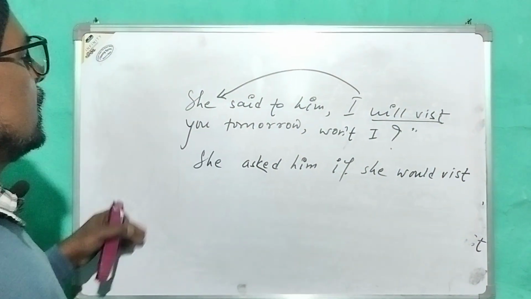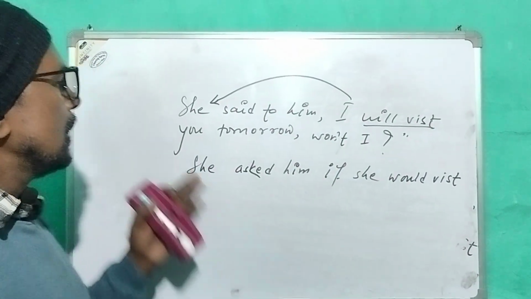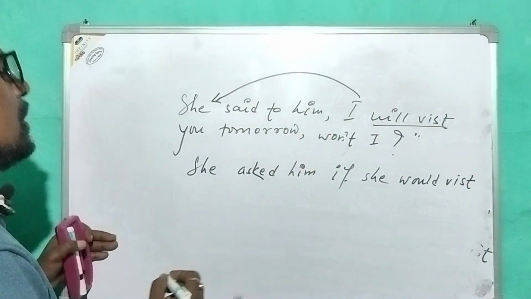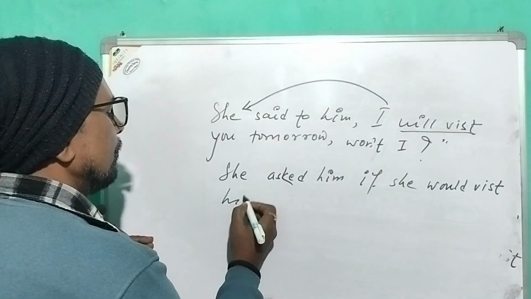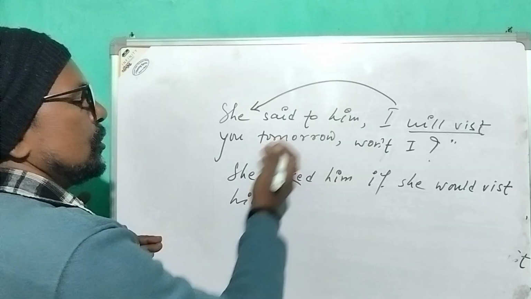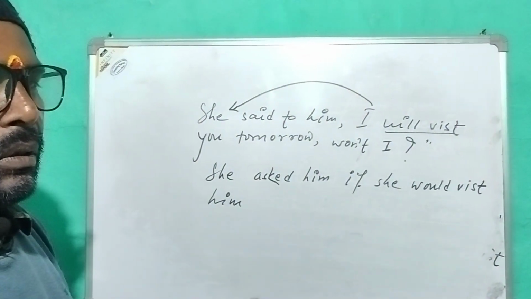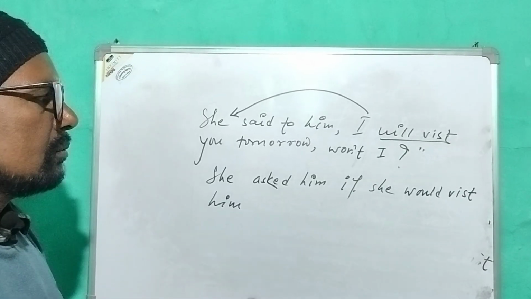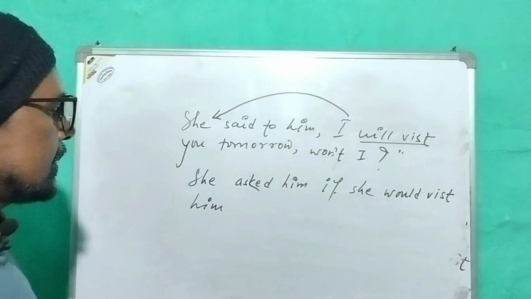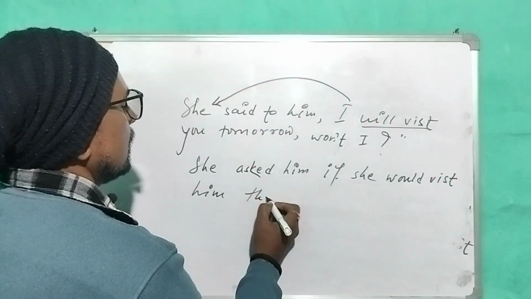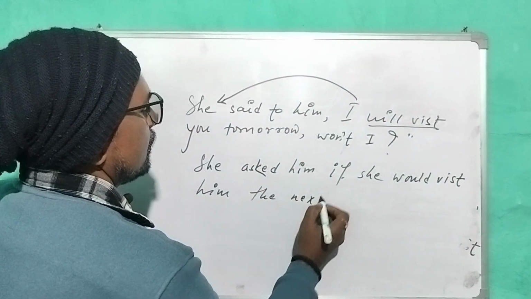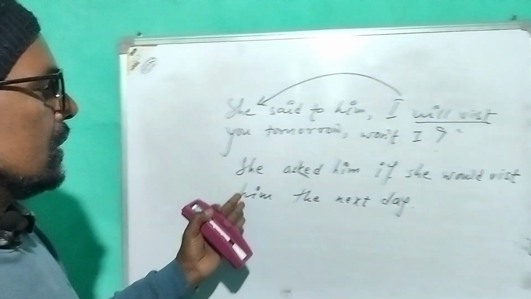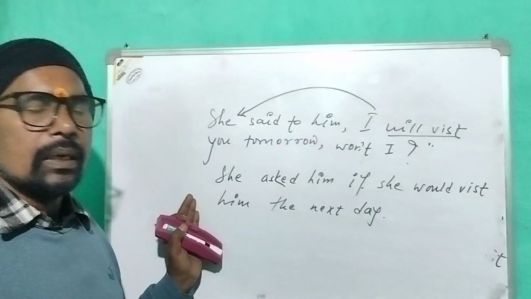And you is the second person. According to the rule, I'll change you according to him, because that is the object here. So instead of you, him. And tomorrow is an adverb, so how do we change tomorrow? Tomorrow must be changed into the next day. So it is the indirect narration of a tag question.